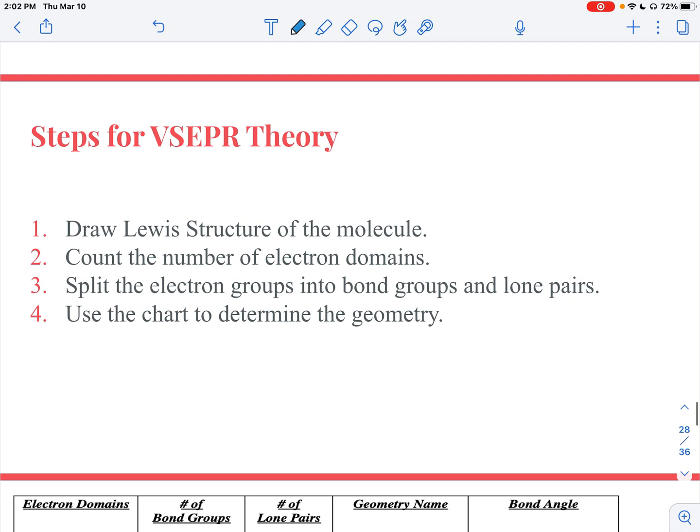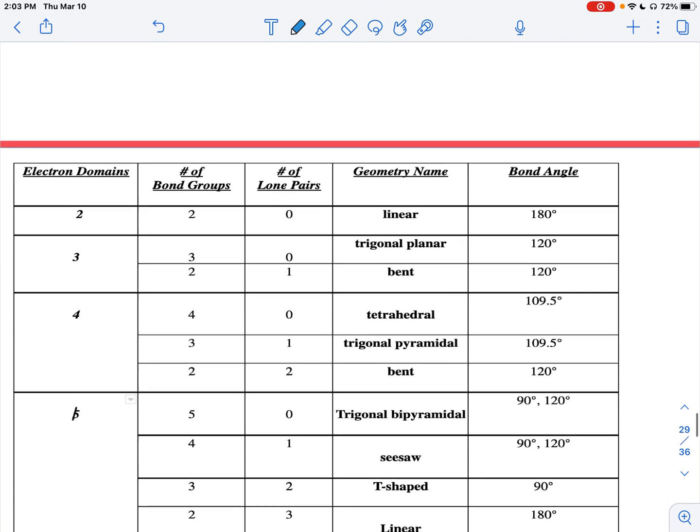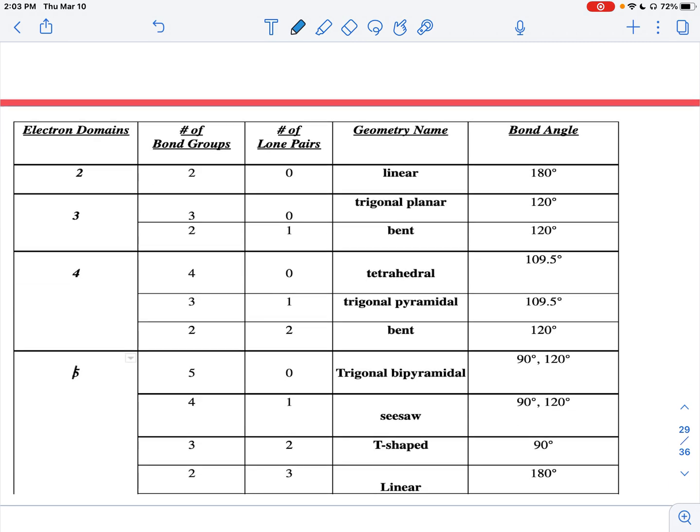So in order to figure out the shape, we're going to draw the Lewis structure, count the number of electron domains, I'll explain what that is, split them up, electron domains or electron groups, the same thing, into bond groups and lone pairs, and then use this chart. So on your notes, you'll see that you have a chart. I split it up into two slides here, but you have this. It's in the notes.